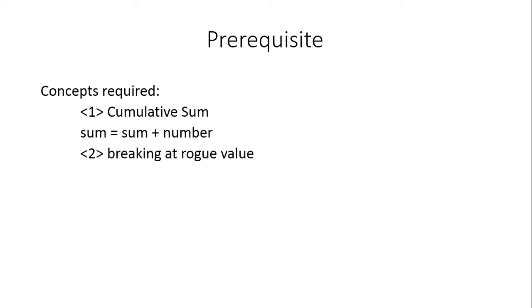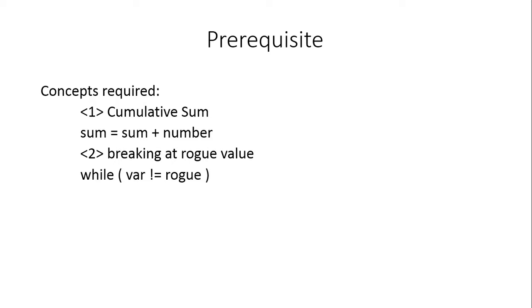And the second concept here is breaking at a rogue value. If you have to break somewhere conditionally and you don't know how many times you need to run your loop, at that time we use a rogue value. Sometimes we use -1, as illustrated in the previous example we are trying to solve. It is instructed that you should use -1. -1 is the rogue value. As soon as you enter -1, the program should terminate.